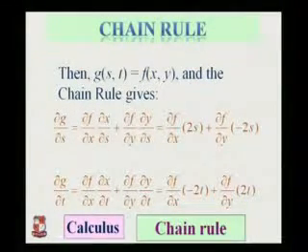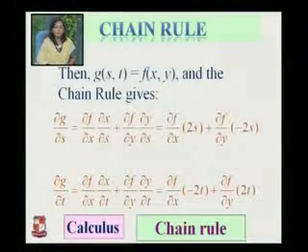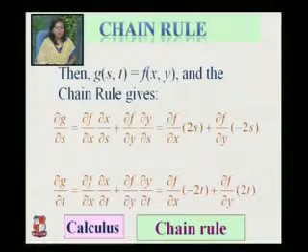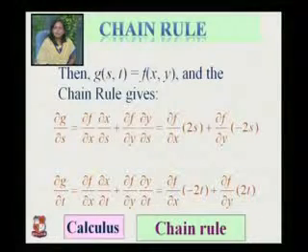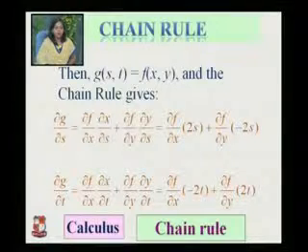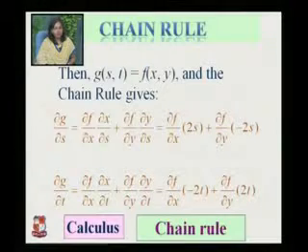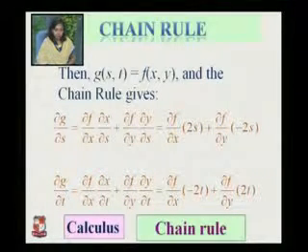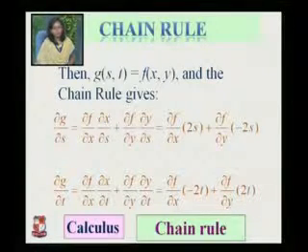g of s, t is equal to f of x, y. Then by the chain rule, del g by del s is del f by del x into del x by del s plus del f by del y into del y by del s, which is equal to del f by del x into 2s plus del f by del y into minus 2s. Similarly, we can find del g by del t, substituting the values of the derivatives which are given on our screen.